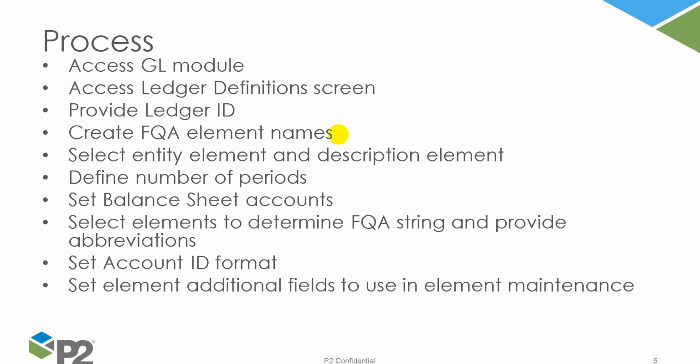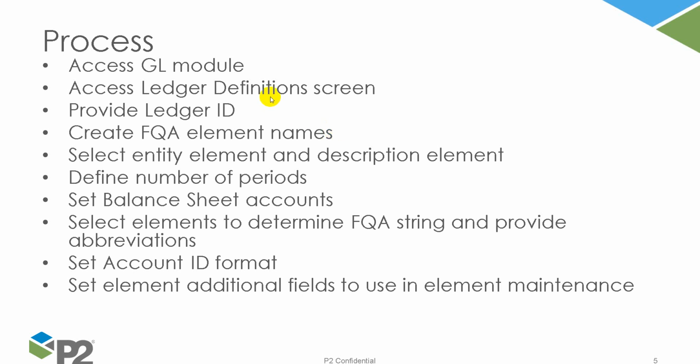And we do that in the account ID format screen, where we also determine certain edit rules for those elements. And if we want to use more fields in the element maintenance screen, which is where actual elements are created, say actual accounts or entity codes or cost centers and AFEs, we can basically tell the system if we want to use more fields in that screen for each element.